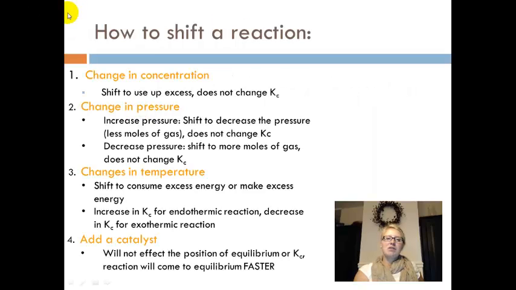Well, the first thing we can do to shift a reaction towards the products or the reactants is to change the concentration. So if we change the concentration of reactants or products, the reaction is going to shift in order to use up the excess concentration. Kc will not change. The number will stay the same.